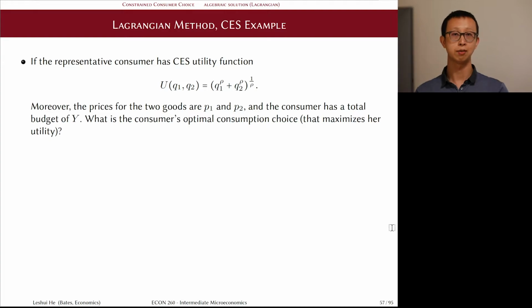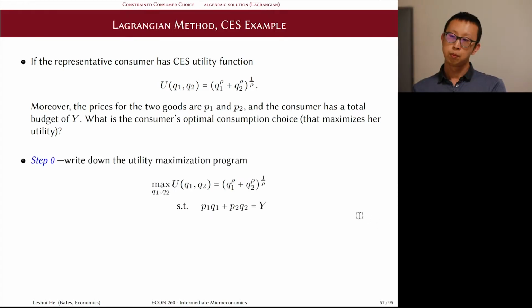Now let's try to solve it. First, we will write down the constrained optimization problem. Remember, we need to clearly specify the four essential elements: the maximization operator, the objective function, the control variables Q1 and Q2, and the constraint, which is just expenditure is equal to budget. That does not change at all when we switch from one utility function to another.